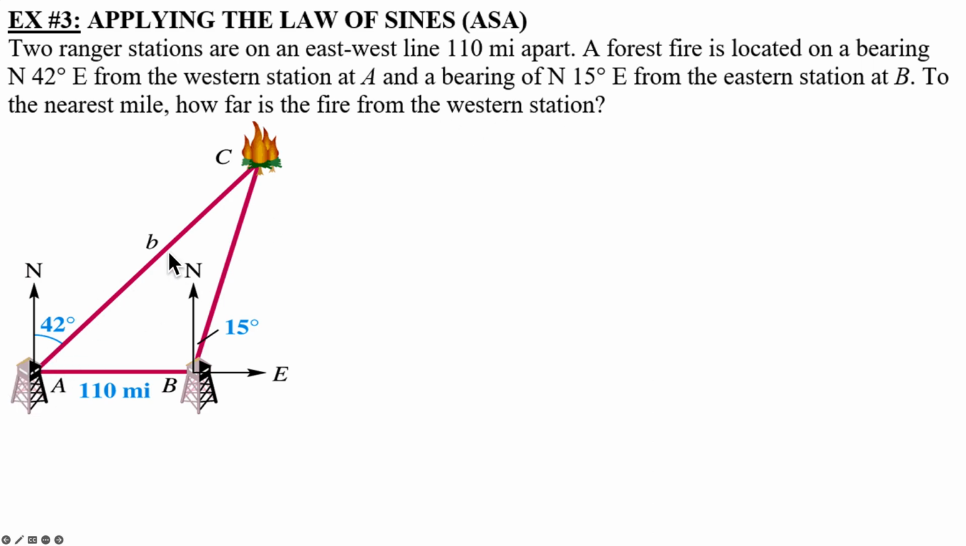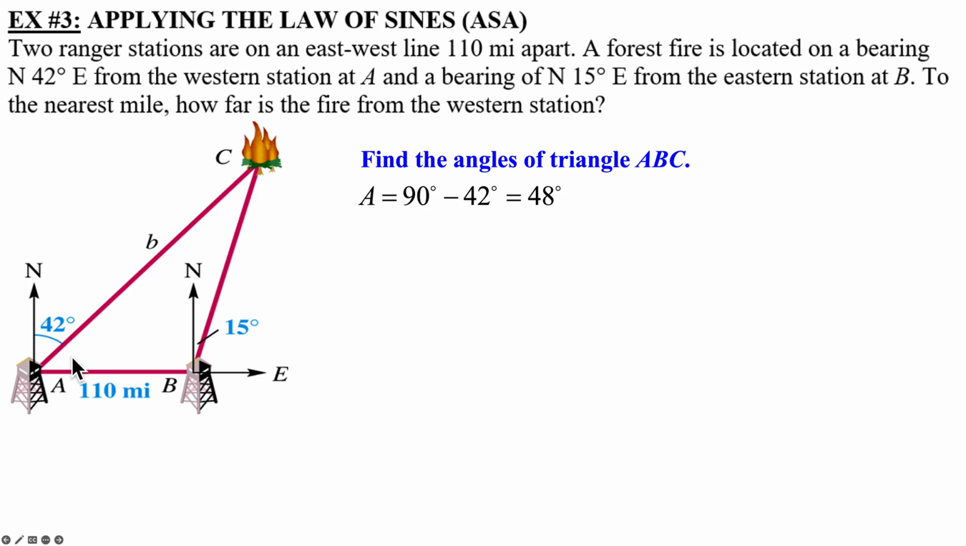So that's from point A to our fire. That we'll call side B because it's opposite of angle B. Well, if we're using law of sines, all angles must be identified. That's what we have to find. So let's start over here with A. North to east, that's 90 degrees on my compass. So 90 minus 42, 48 degrees. Angle B, you have the northwest line, that's 90 degrees, plus another 15 degrees, that's 105 degrees.